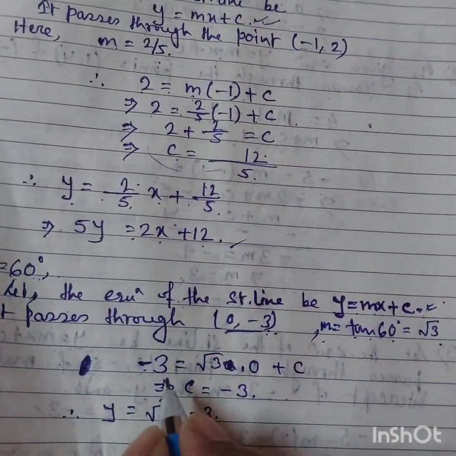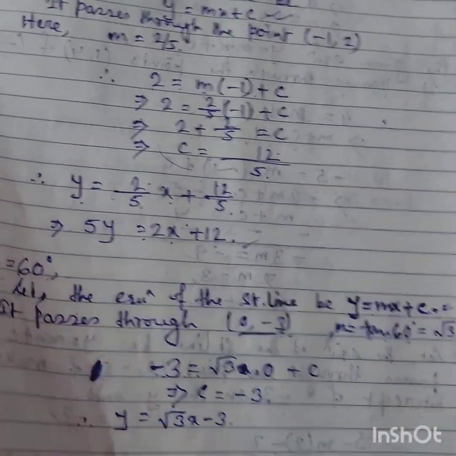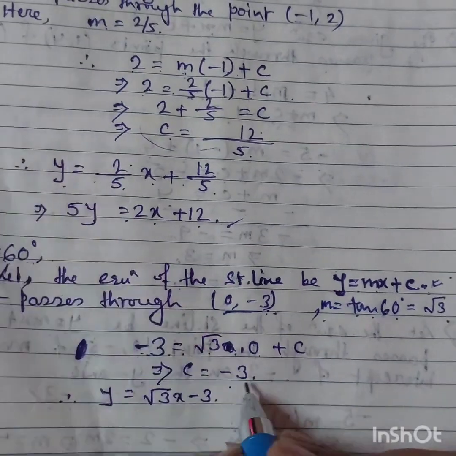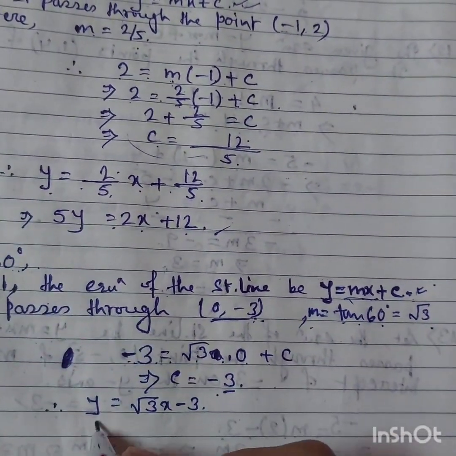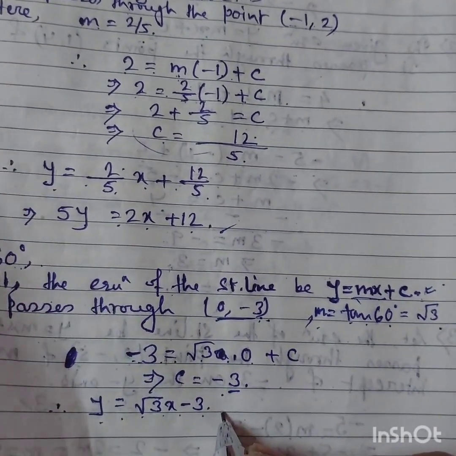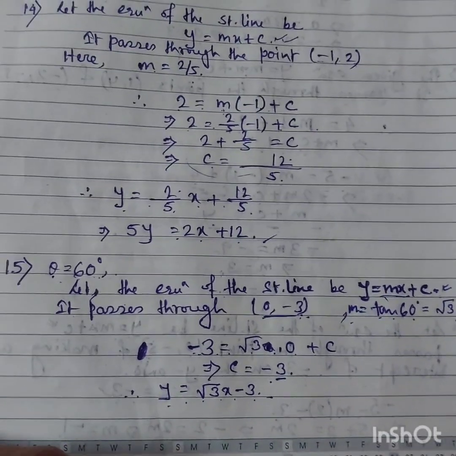After putting the values, minus 3 is equal to root 3 into 0 plus c, so you will get the value of c is equal to minus 3. Now put the values of c and m in this equation. So you will get y is equal to root 3x minus 3. Okay, this is your final answer. Hope it is clear to you. It is a very easy sum.